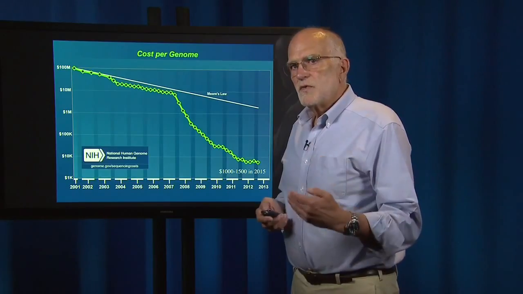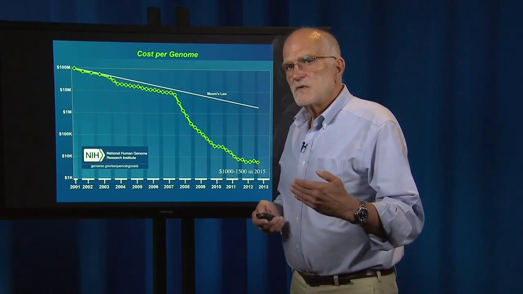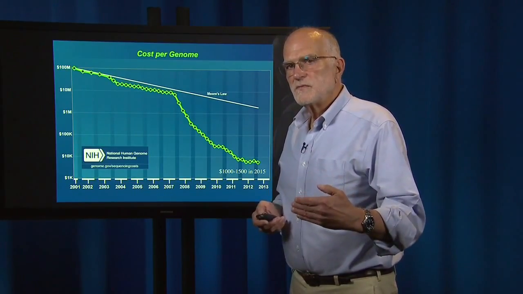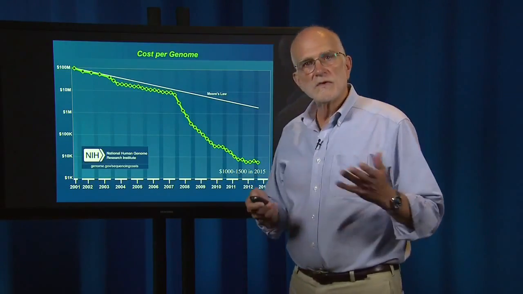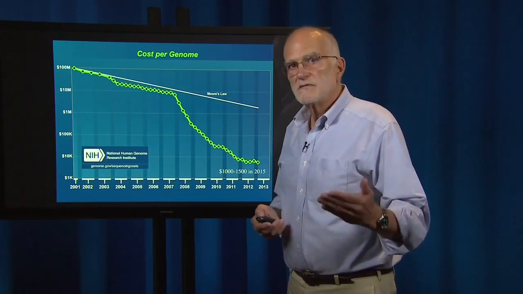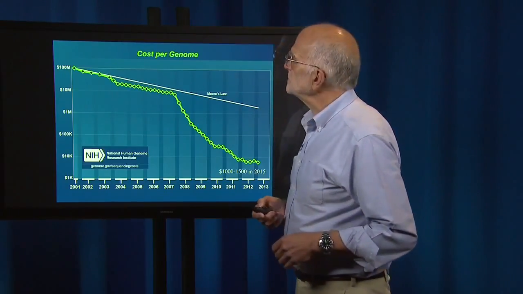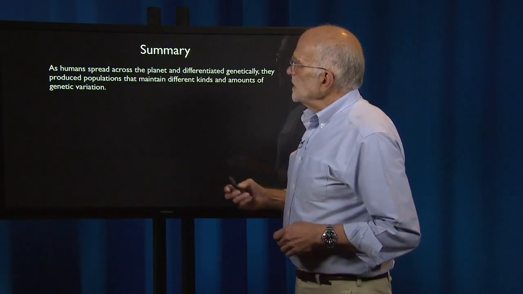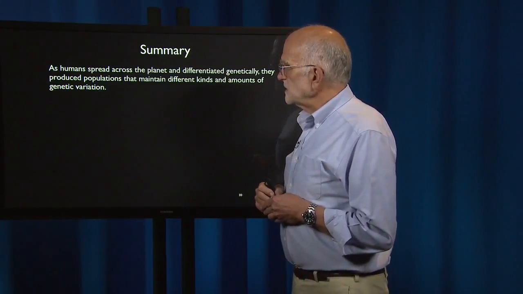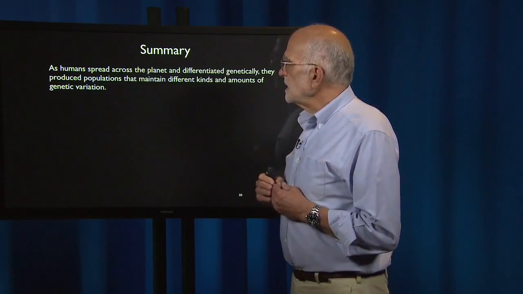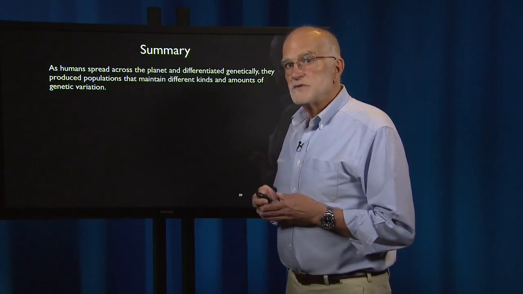And that is putting whole genome sequencing within the reach of clinical medicine for individual patients, for people who are in rich developed countries and have good insurance support. So to summarize, as humans spread across the planet and differentiated genetically, they produced populations that have different kinds and amounts of genetic variation.